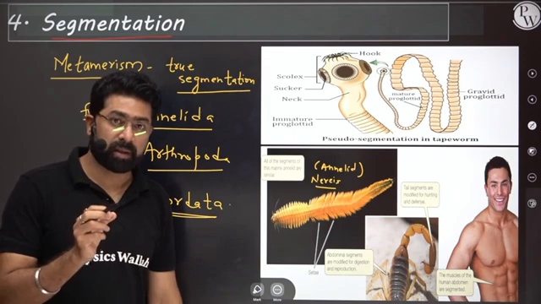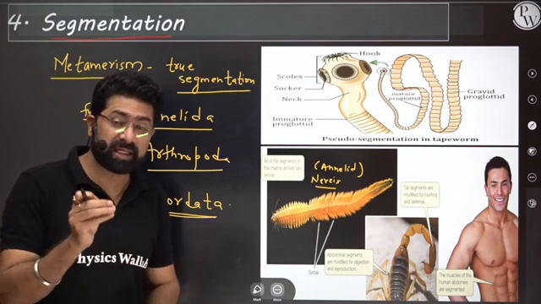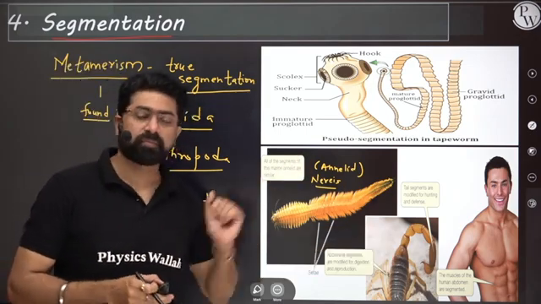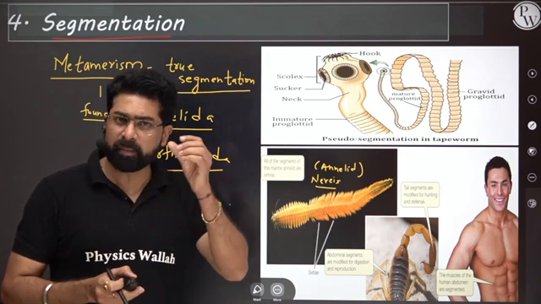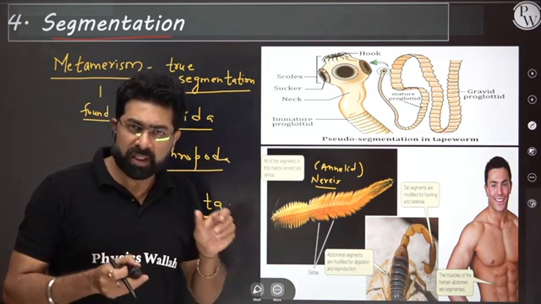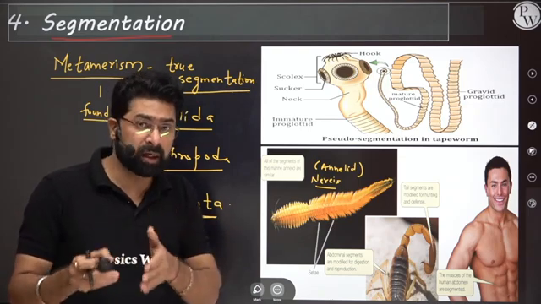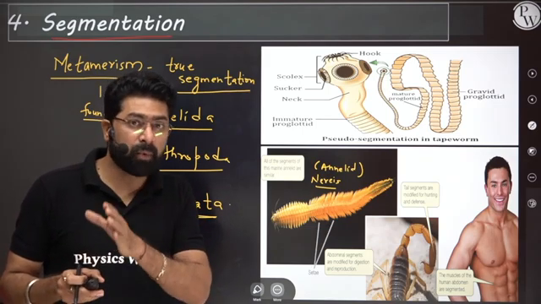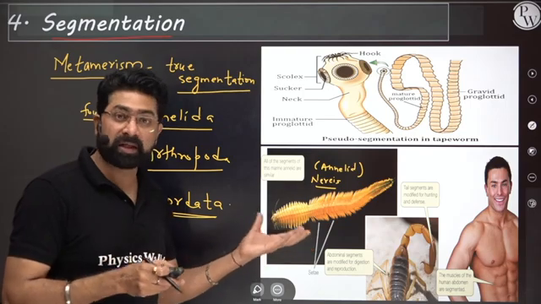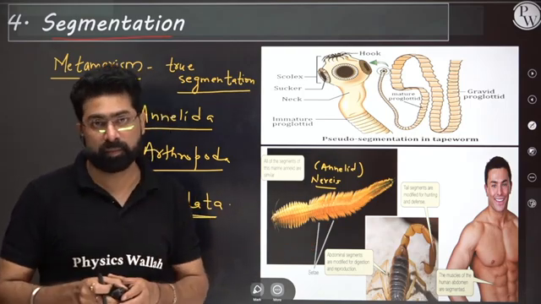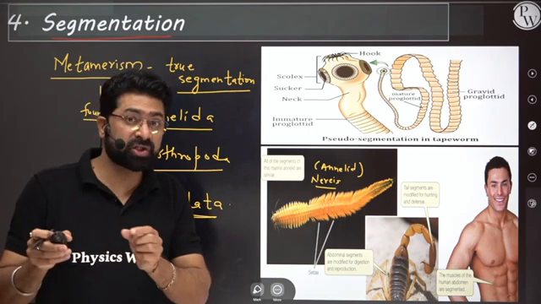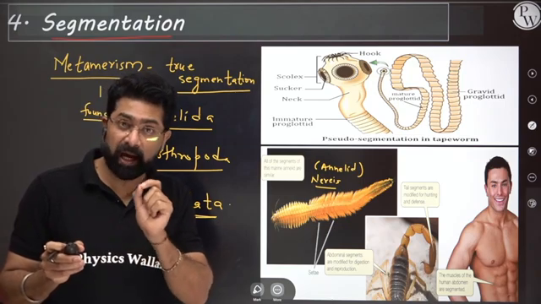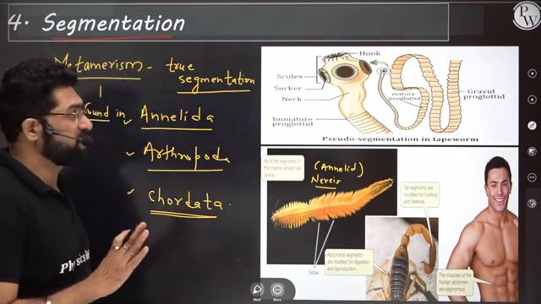In segmentation, there is serial repetition of at least some organs. For example, if you talk about humans, don't they have segmentation in the vertebral column? They even have segmentation in the muscles and the nerves also. So serial repetition of at least some body parts should show in that segmentation. That will always be shown. That is written in NCERT also. Please highlight that point. Okay. So this is a perfect example of segmentation.